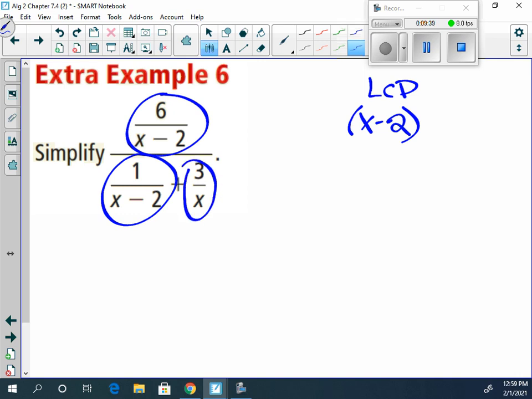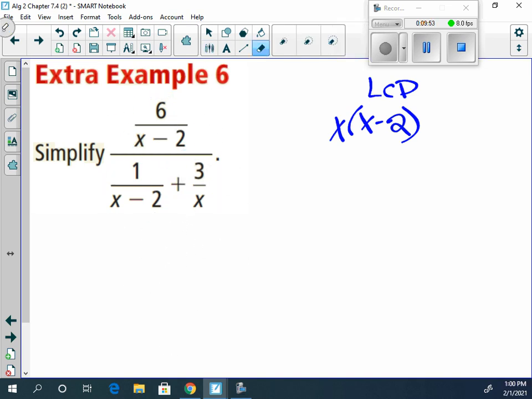Well, we need to simplify this one here, yes? So what would I multiply 3 over x by so that I just get 3 by itself? X. So the least common denominator for this here is going to be x times x minus 2. So if I multiply that by the top and bottom, all of our fractions are going to simplify. So what we're going to do is multiply this thing on top and bottom by x times x minus 2.